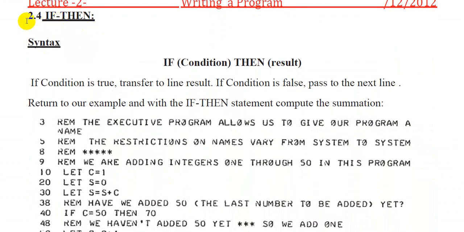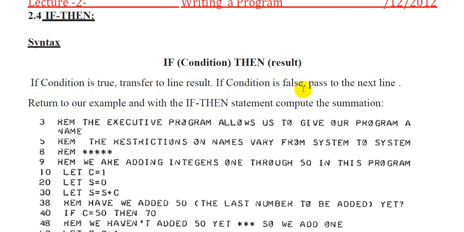Then, illustrated exactly by article 4.2, as you can see, referring to the syntax: IF condition THEN result. If the condition is true, transfer to the line of results. The condition statement is supplied to the computer by the keyboard, and if it is true, you just have to go to the line results.